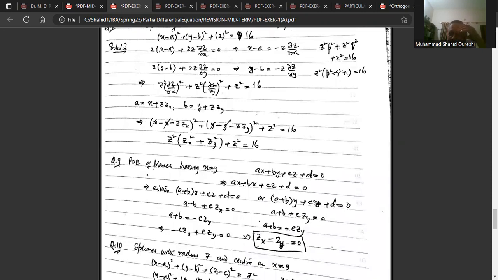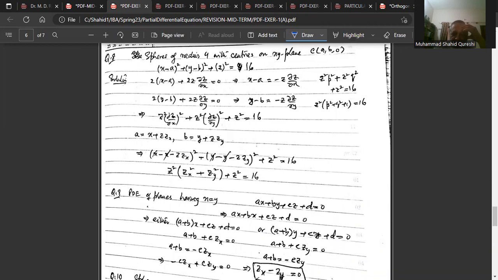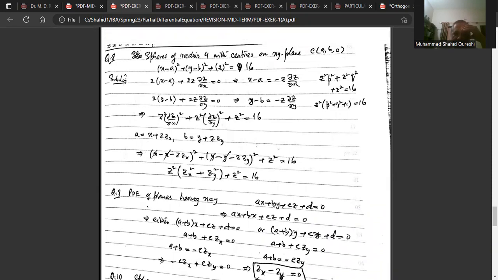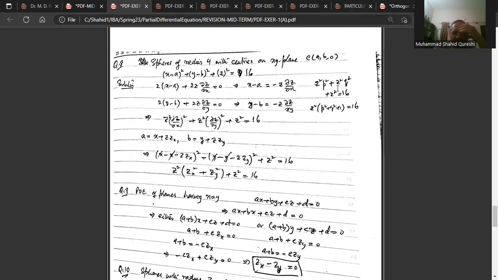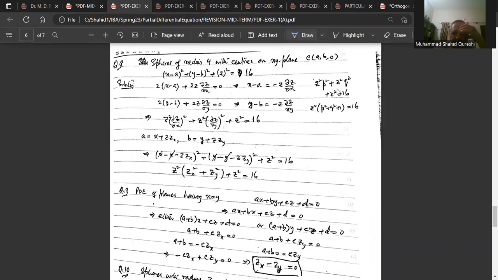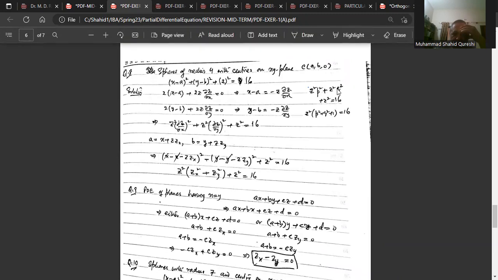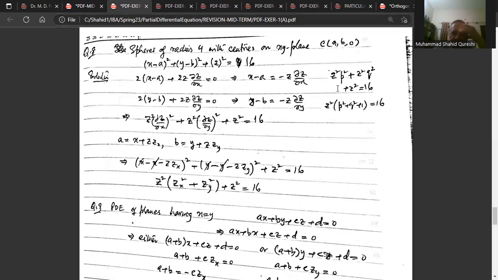Sometimes geometrical conditions are given from which you find out the partial differential equation. Spheres of radius 4 with centers on the xy plane. So if the centers are arbitrary on the XY plane, what will their coordinates be? So in their coordinates the z coordinate will be 0, and a and b will be arbitrary, so the equations of the spheres will be x minus a whole square plus y minus b whole square plus z square equals 16.